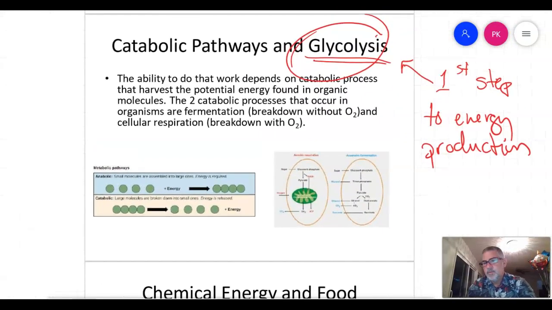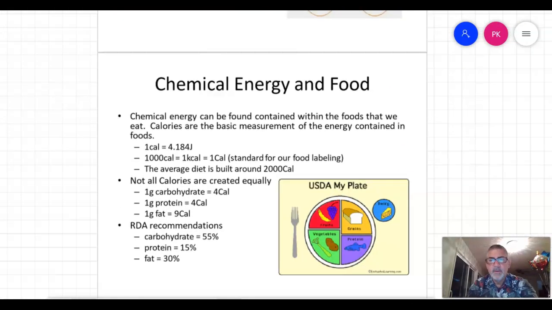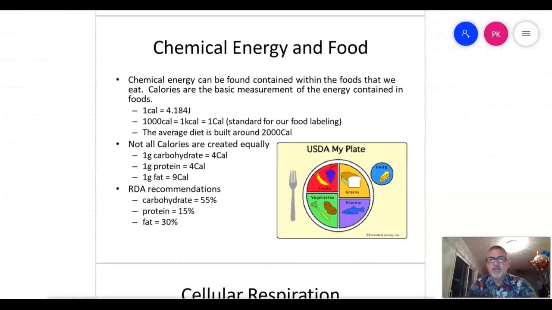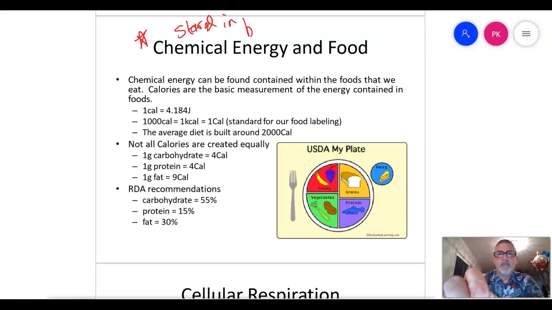Remember, glyco means glucose or sugar, and lysis means to break down. So the catabolic process is I'm going to break down sugar, and the first step is glycolysis. Before we talk about that, let's talk about chemical energy. So chemical energy is stored in bonds. I told you that. So it's stored in bonds in food, right?